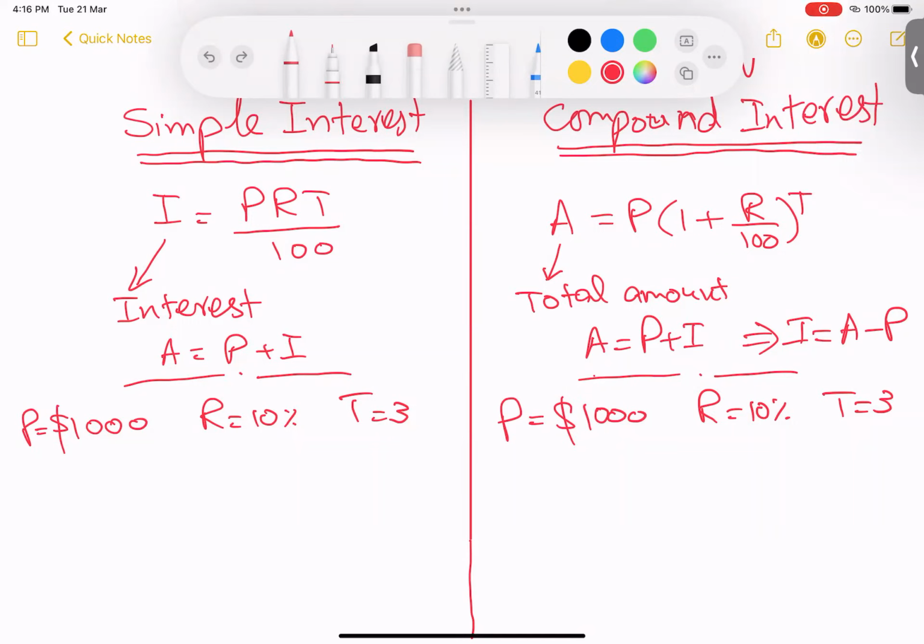Okay, let's start. Here I'm looking for I. I means interest. Here I'm looking for A. A means total amount, net amount. So let's see how we can find both values.